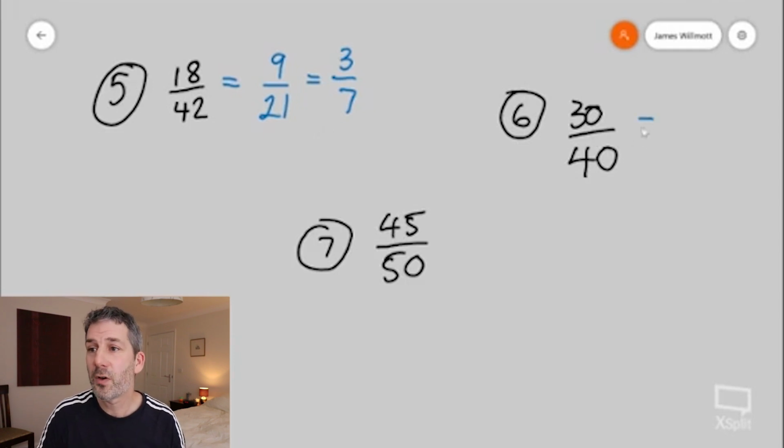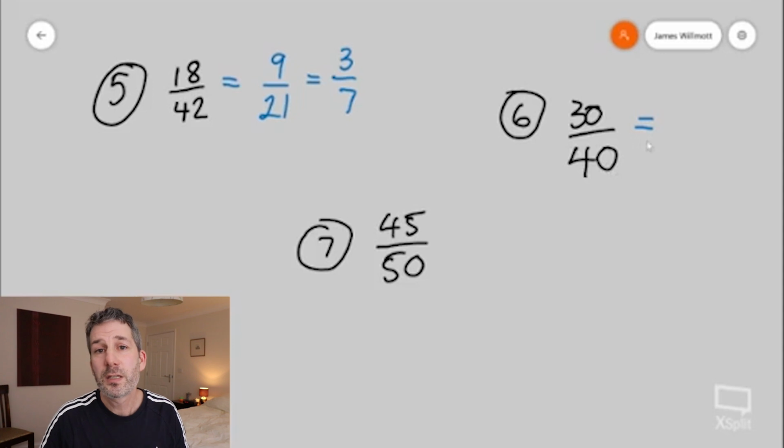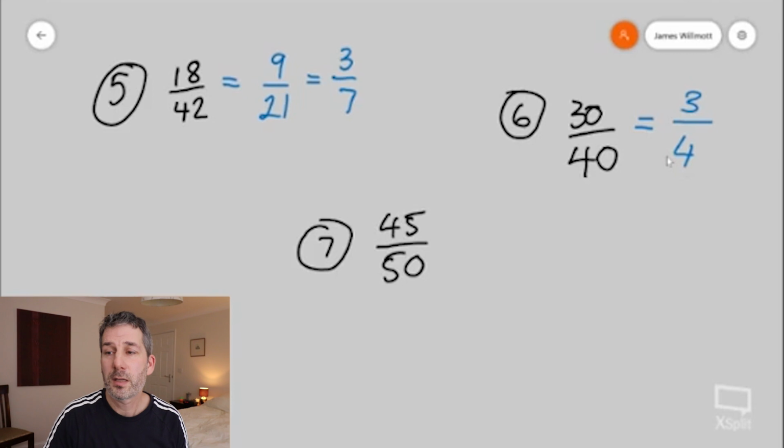Right, number 6 then, I've got 30 over 40. Now, I could go through the same process, dividing them by 2 and so on, but I can see straight away both of those numbers, because they end in a 0, are multiples of 10. Right, they're in the 10 times table, in other words. 30 is in the 10 times table, 40 is in the 10 times table. So both of those will divide by 10. So 30 divided by 10 is 3. 40 divided by 10 is 4. So we end up with 3/4. We have simplified that as far as we can.